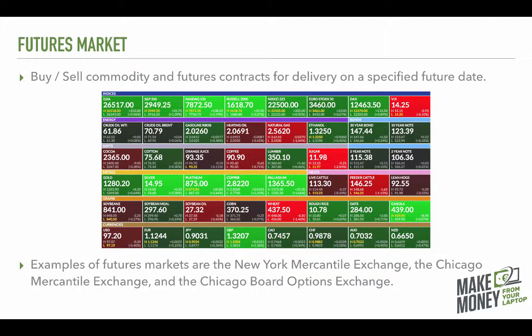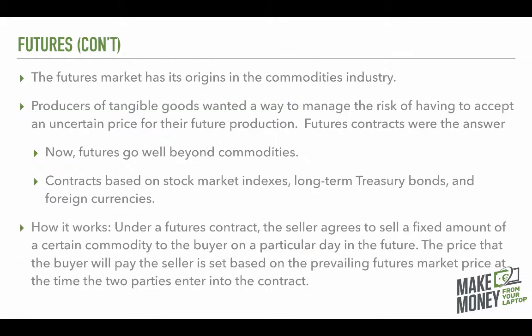The futures market is traded in different places. Some examples, and there's certainly more than this, of futures markets: you've got the NYMEX, which is the New York Mercantile Exchange. You've got the Chicago Mercantile Exchange and the Chicago Board Options Exchange. And there are others out there. Those are just some common examples of futures markets.